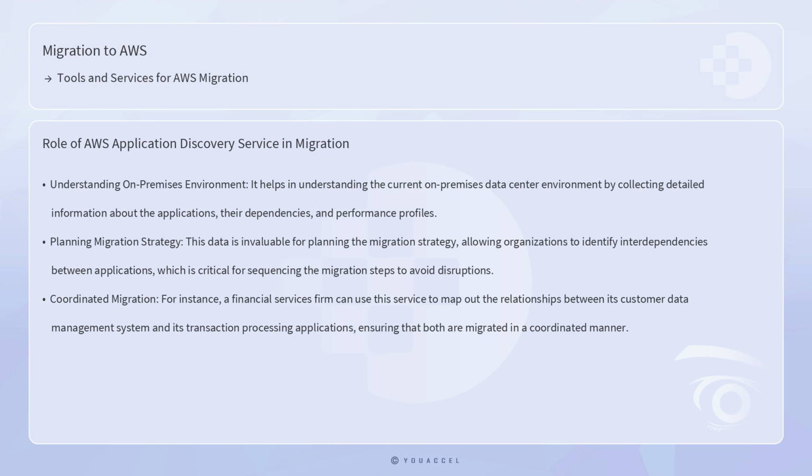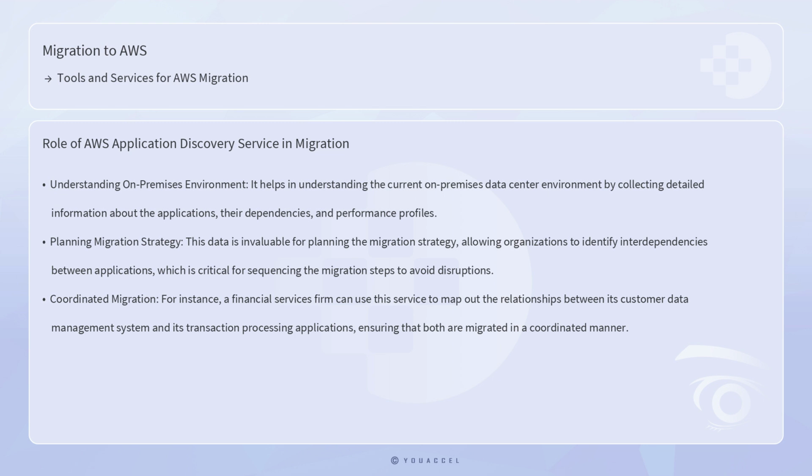AWS Application Discovery Service plays a vital role in the initial phase of migration. It helps in understanding the current on-premises data center environment by collecting detailed information about the applications, their dependencies, and performance profiles. This data is invaluable for planning the migration strategy.